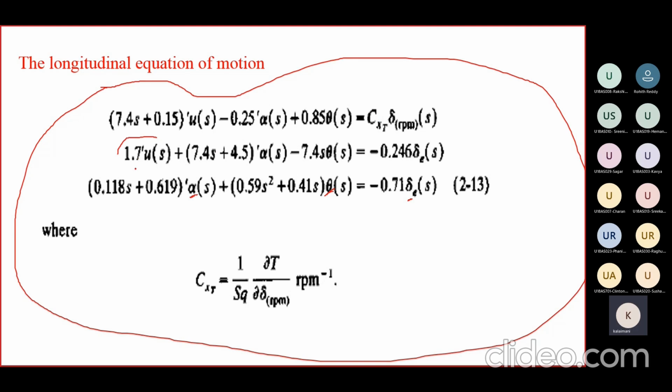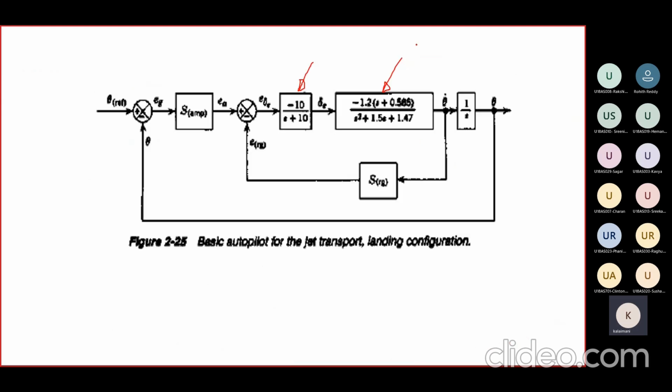If you take any of these two equations, where del E is your input and theta of s is your output, then we need to find the ratio of output, your pitch angle, to input, your elevator deflection angle. So we get the aircraft transfer function for the longitudinal equation of motion. That is called the elevator transfer function.